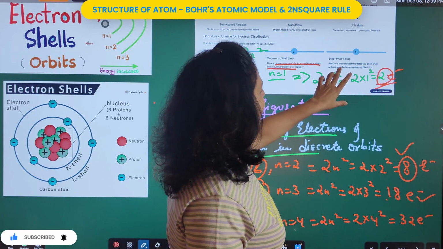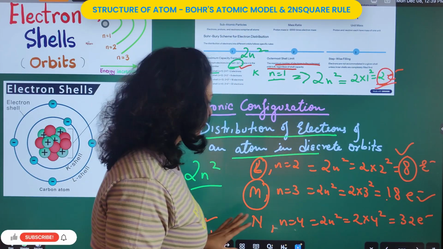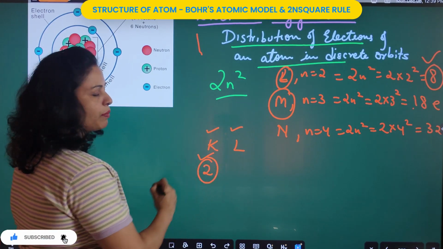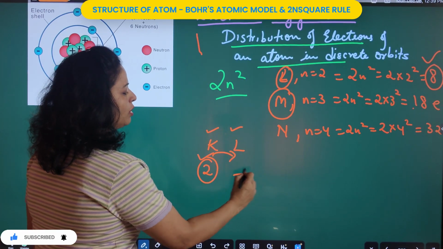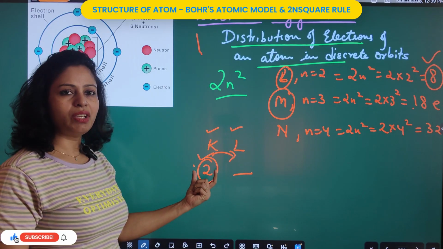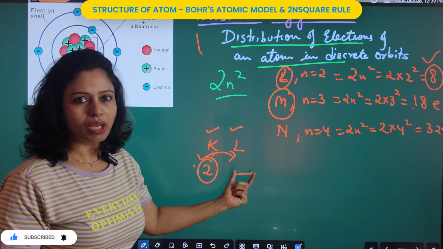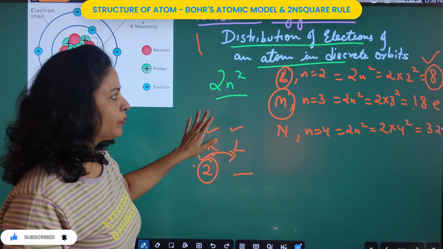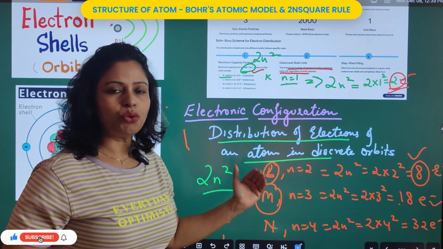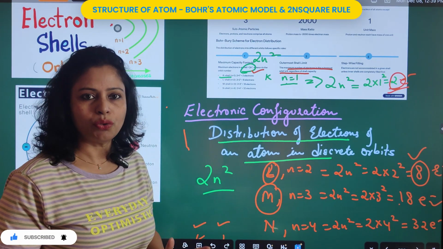The third point he gave was that electrons are not accommodated in a given shell unless the inner shells are completely filled. So you have to fill the K shell with a maximum of 2 electrons, and only then can you go to filling the next shell. Without filling the inner shell, you cannot fill the outer shell. That is also a rule which you have to follow. So this is the main 2n² rule which you have to follow to write the electronic configuration of any element given to you.